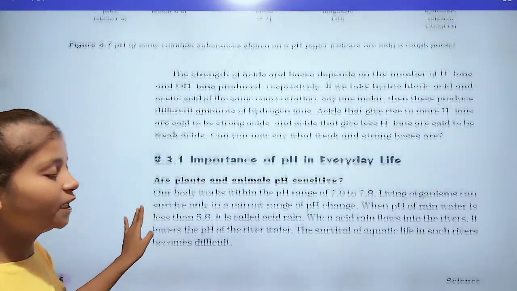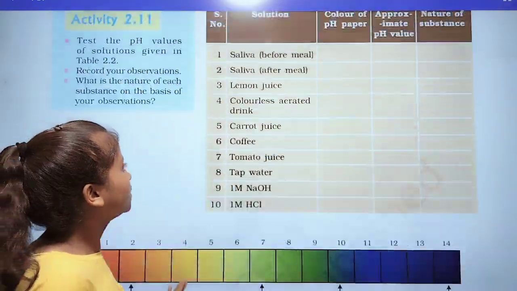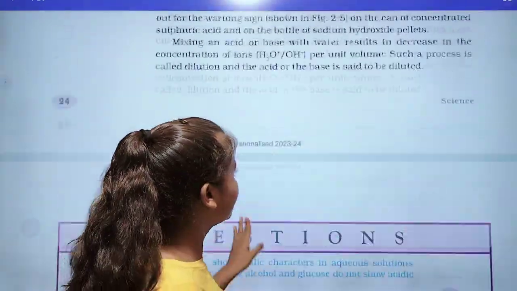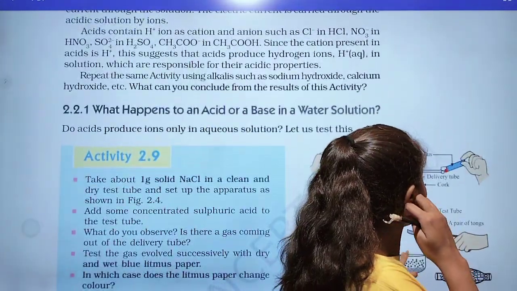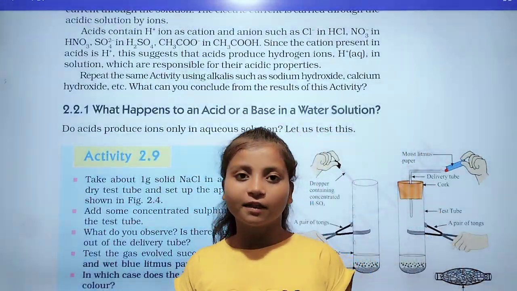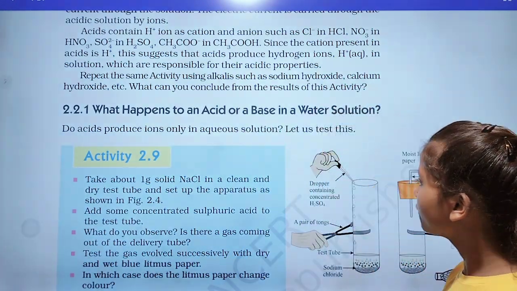The importance of pH in everyday life we will discuss in the next video. I hope you understand all the things till here. These are the activities that you have to read and understand.